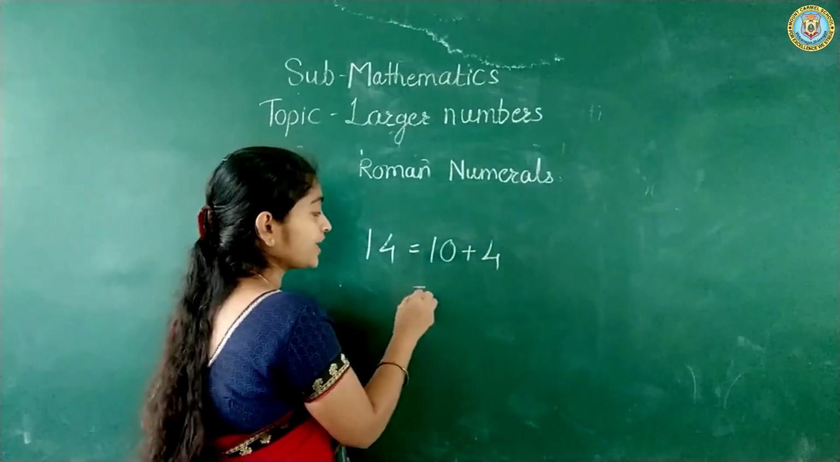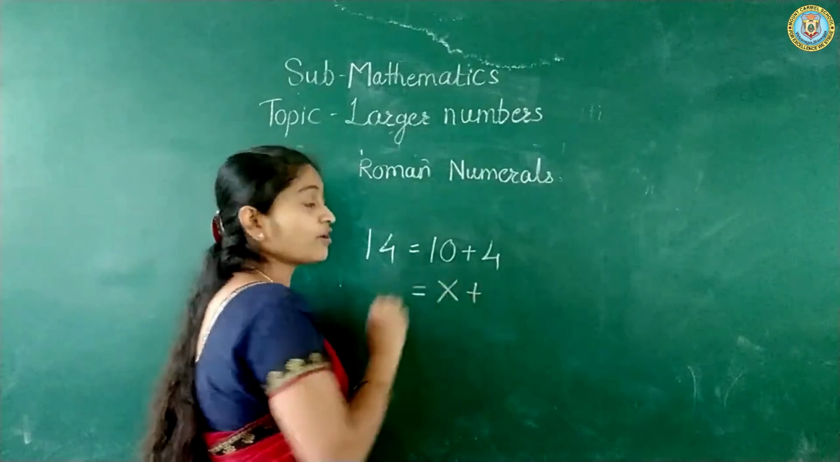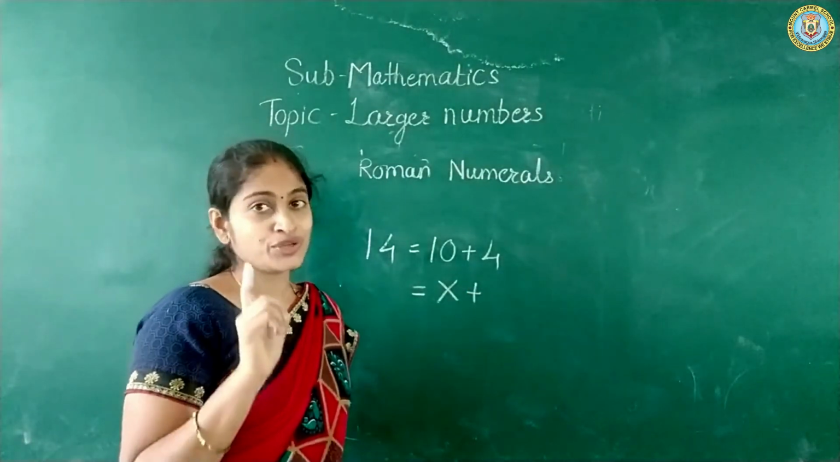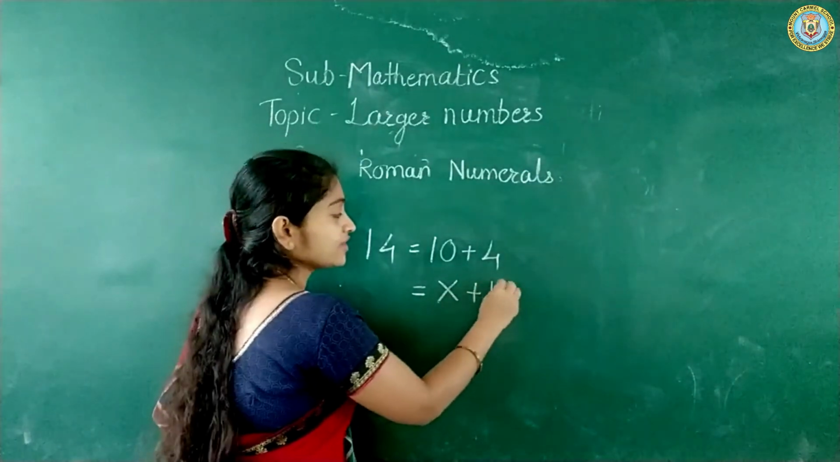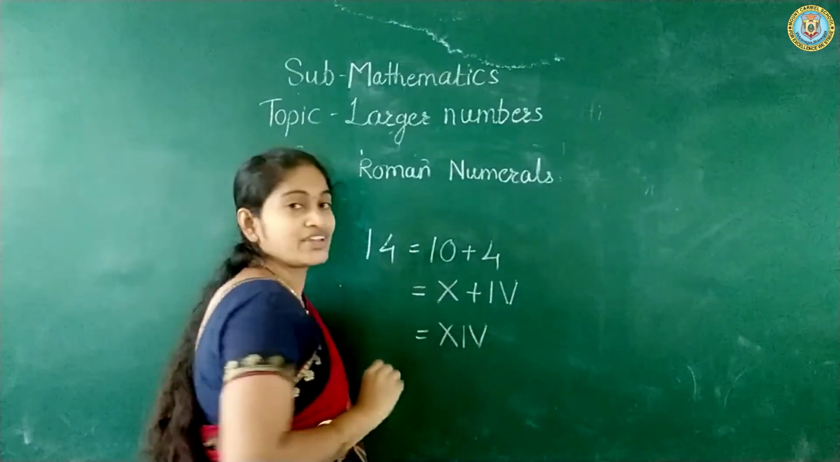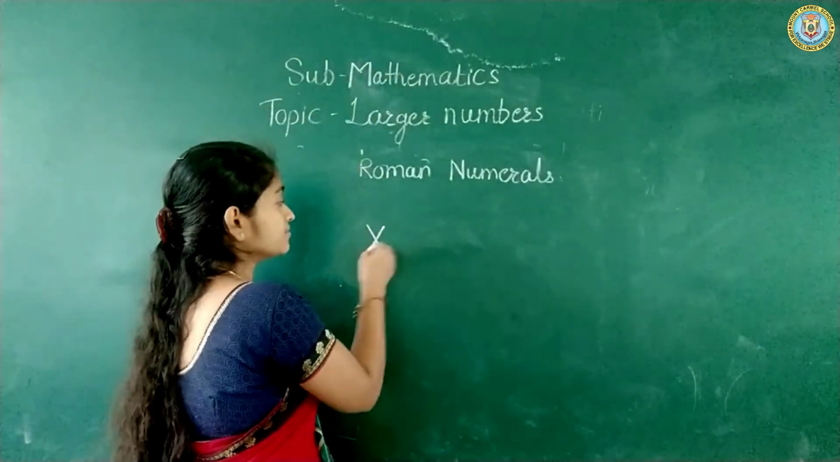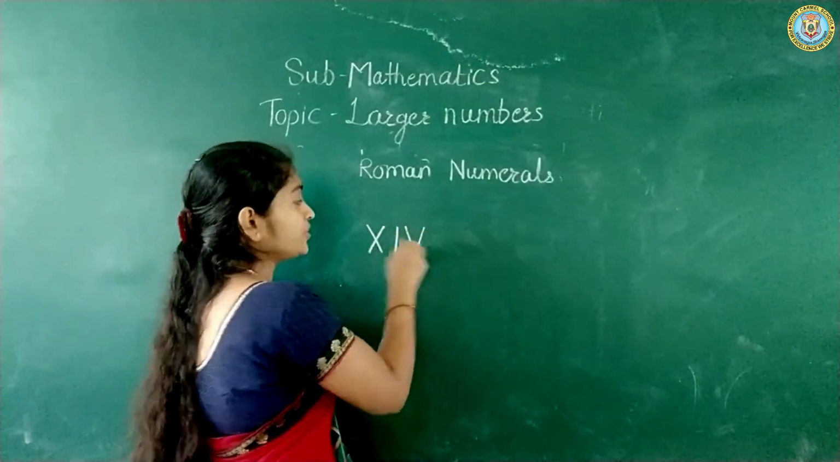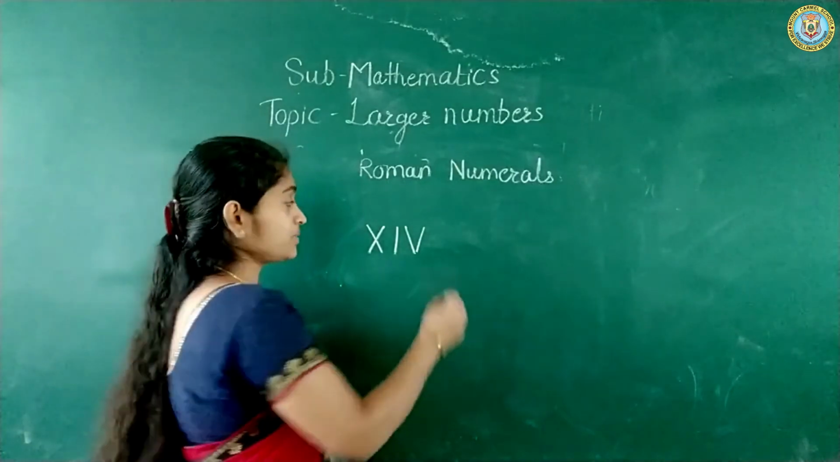Okay, for 10, the Roman number is X, and for 4, we know it very well because we have the table from 1 to 10. That is IV. Then the number becomes XIV. Okay, my dear students. The number is like this, XIV. How to convert this into the Hindu-Arabic number system?